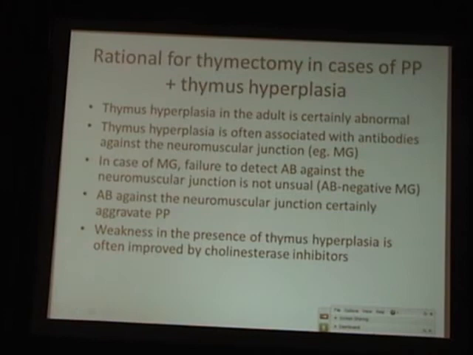If this is the case, we have myasthenia gravis, which is a well-known, well-defined disease. But even in myasthenia gravis, you always have patients who have no antibodies, who are antibody negative. Antibody-negative myasthenia gravis with exercise-induced weakness is not such a rare finding. We know that these patients usually do improve after thymectomy. And it's obvious that antibodies against the neuromuscular junction will certainly aggravate periodic paralysis. So we usually favor thymectomy if these conditions occur together.